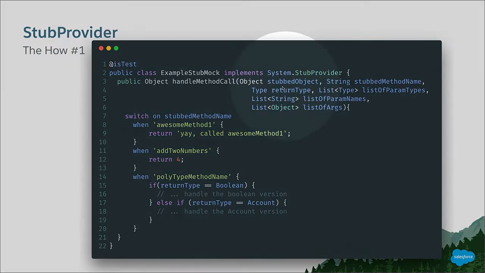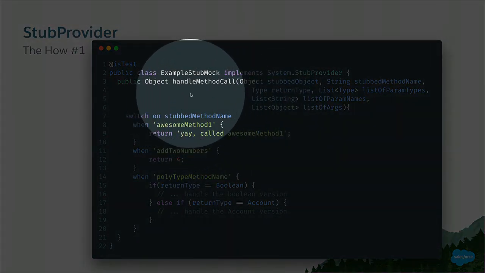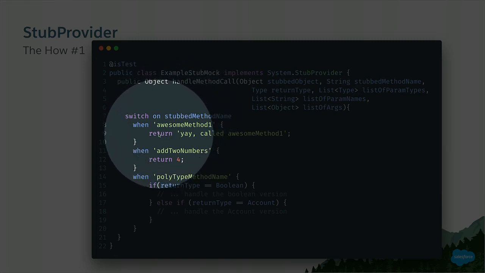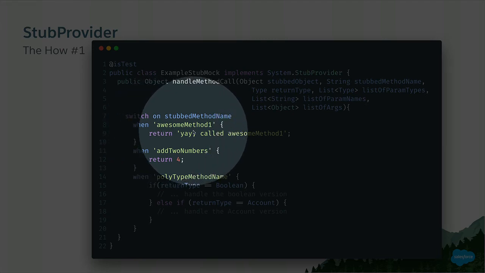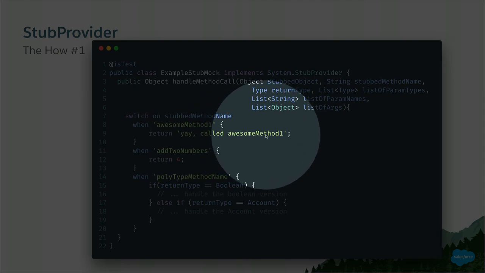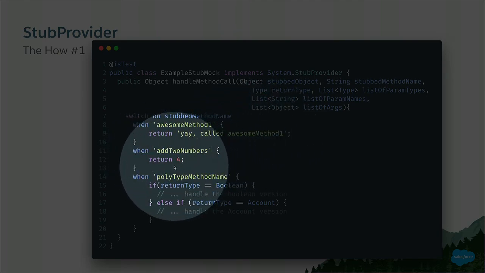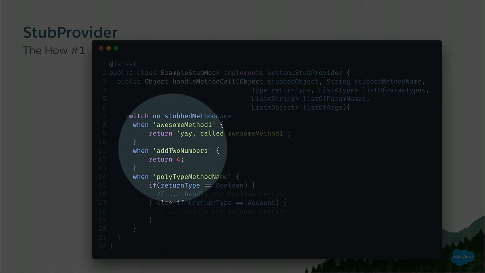So in this case, if you look here, we're using the switch statement, and we're going to switch on the stubbed method name. So depending on what method we're calling, when this stub is invoked by the system, we're going to return different things. So if we call awesome method 1 on our stubbed object, we're going to return yay called another awesome method 1. If we call add two numbers, we're going to return 4. Now notice these aren't the same types. One's a string, one's an integer.